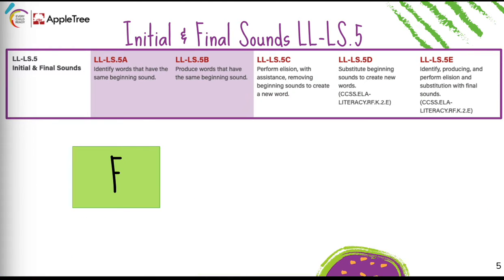The initial and final sound standard is a more advanced standard and comes later in the progression. Before practicing this skill, students must first have a firm foundation of phonemic awareness. In this standard, students must first identify words that have the same beginning sound, then produce words that have the same beginning sound. These two standards are the pre-K 4 essentials. Pre-K 3 does not have an essential standard goal for initial and final sounds. Here is an example of an ECR lesson.